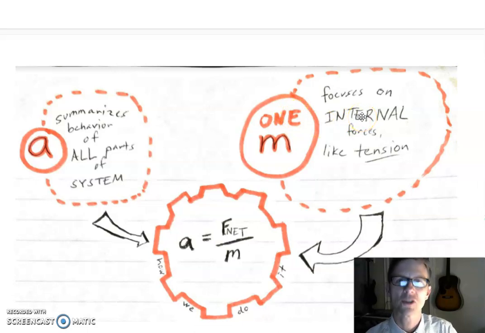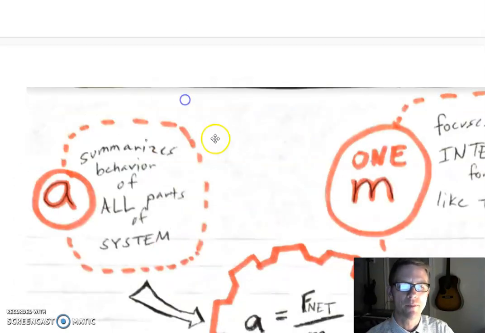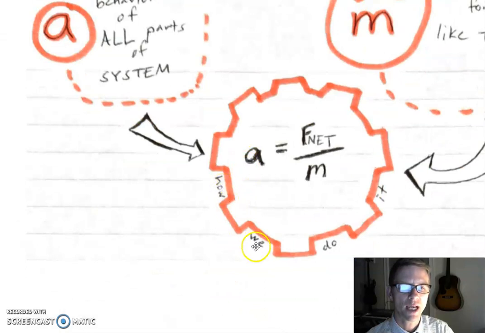You can't really examine internal forces until you look at one part of the system, but here's where things break down, and I've been listening really closely over the years and really closely the last few days. What people don't realize is in both of these, you are applying a equals F net over m. a equals F net over m. This is how we do it.